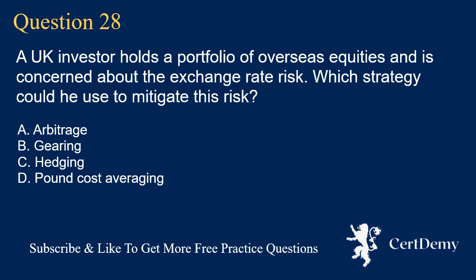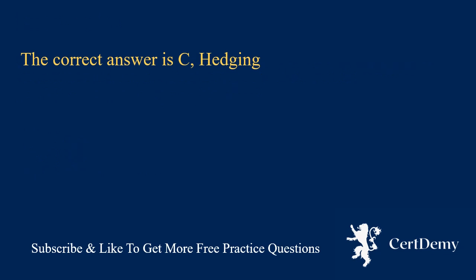Question 28. A UK investor holds a portfolio of overseas equities and is concerned about the exchange rate risk. Which strategy could he use to mitigate this risk? A. Arbitrage. B. Gearing. C. Hedging. D. Pound cost averaging. The correct answer is C. Hedging.